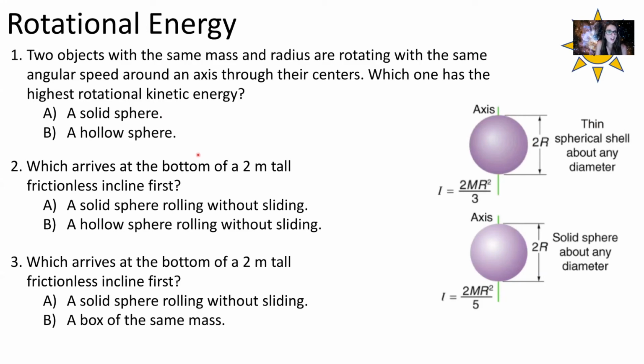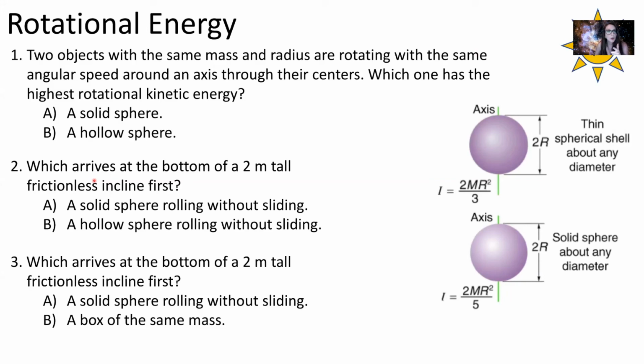And then after that, I'm not going to ask you to do number 3, but number 2. Which of these two objects is going to arrive at the bottom of a frictionless incline first? Is it going to be our solid sphere or our hollow sphere? Okay, in order to think about that, you don't necessarily have to solve the problem, but you can think about this. They start with the same gravitational potential energy at the top of the incline. Then they roll down and reach the bottom of the incline, converting that gravitational potential energy into linear kinetic energy and rotational kinetic energy.